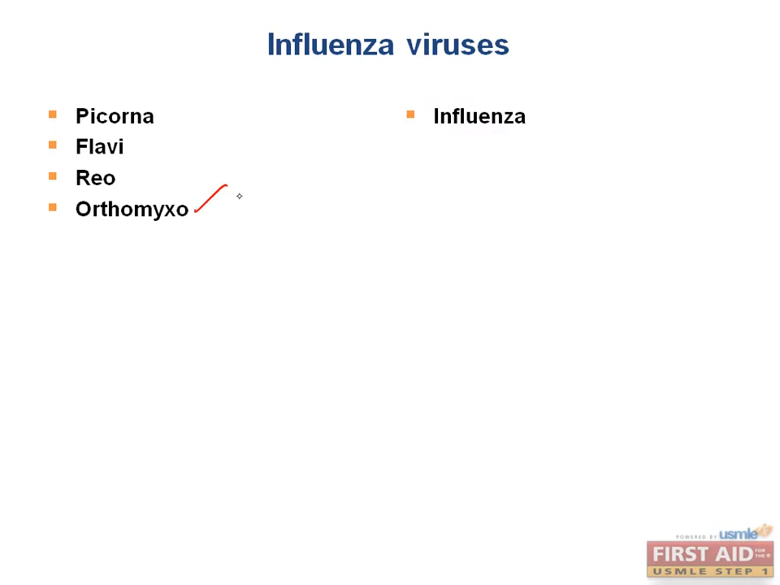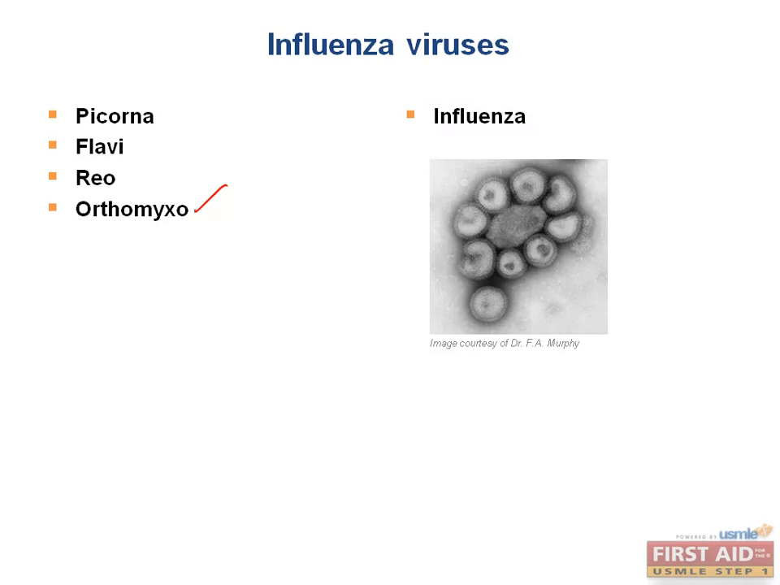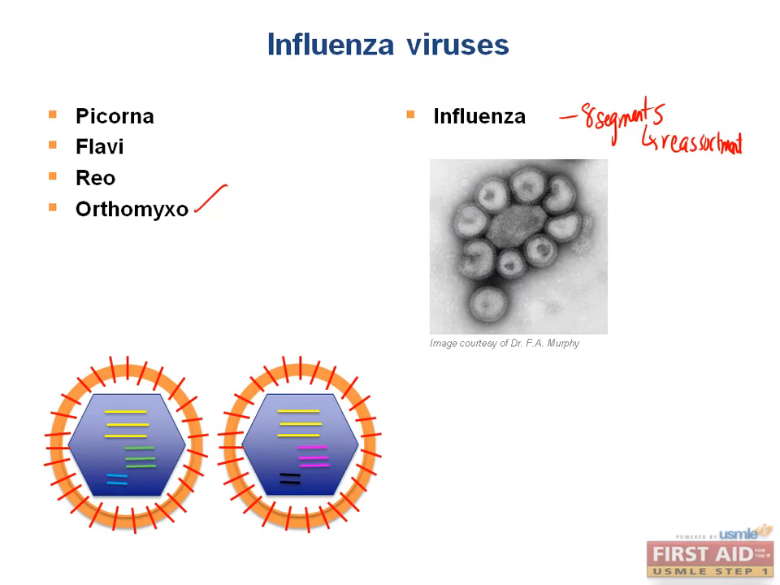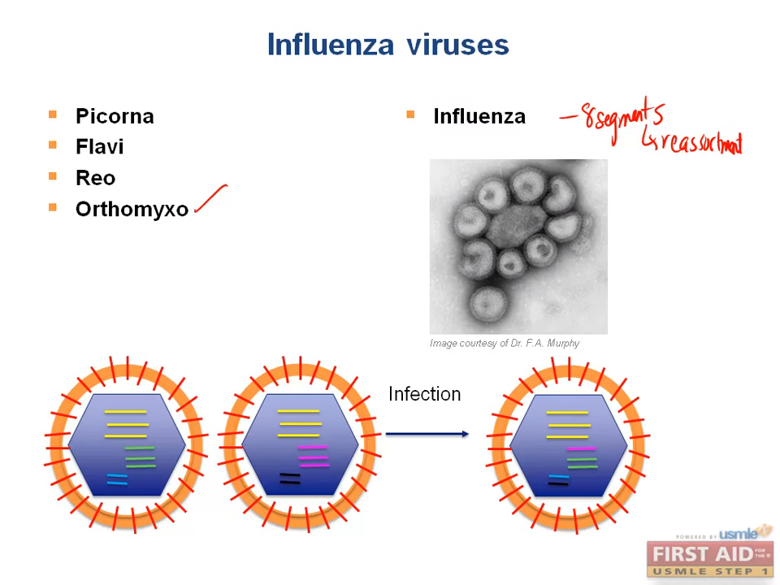Alright, influenza viruses. We've mentioned this several times before. Remember that it is an orthomyxovirus. Again, remember that it is an RNA virus with a segmented genome, actually 8 segments. We've already talked about reassortment. Let's show those images again. You can see that these 2 viruses have 8 segments each. When these 2 viruses infect the same cell, they can reassort and actually reassemble the segments that they have.